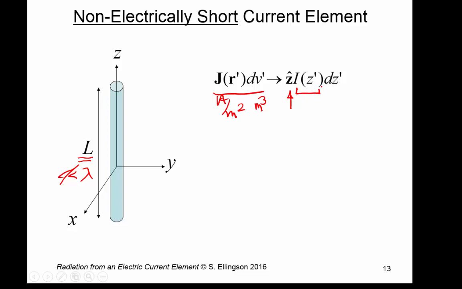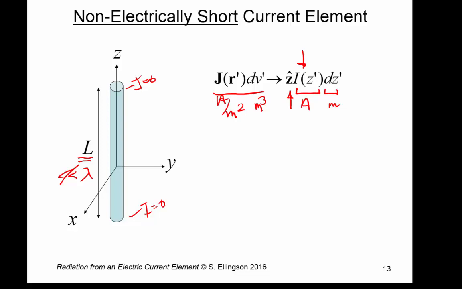But now the current can vary as a function of z prime. That has units of amps. And again, z prime here has units of meters. So it's dimensionally correct. And what has changed now is that the current is no longer uniform over the length of the element. Now, we don't have to say what it is specifically, but you probably know already that in a practical thing, like an antenna, the current here would have to be 0, and the current at this endpoint would have to be 0.